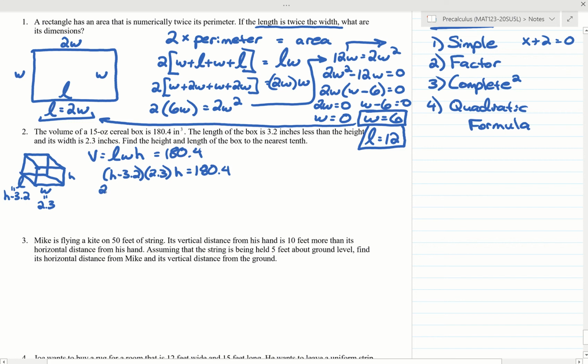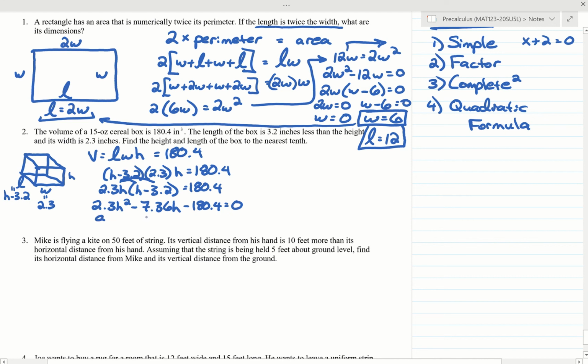This is really just 2.3h times h minus 3.2, which is equal to 180.4. I'm going to distribute this. That's 2.3h squared, and then 2.3 times negative 3.2 is negative 7.36h. Now this is a quadratic equation, so I'm going to just bring the 180.4 to the other side.